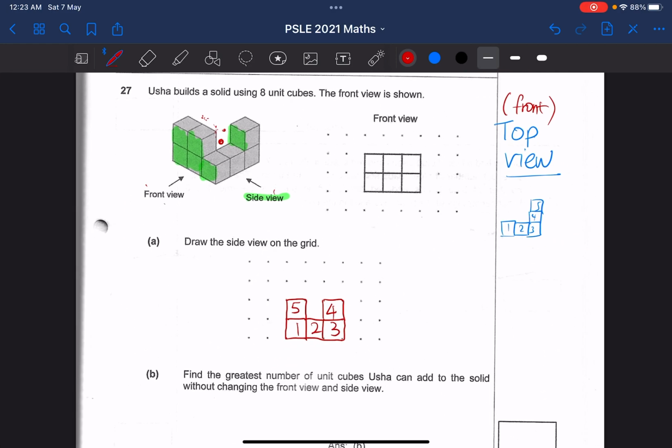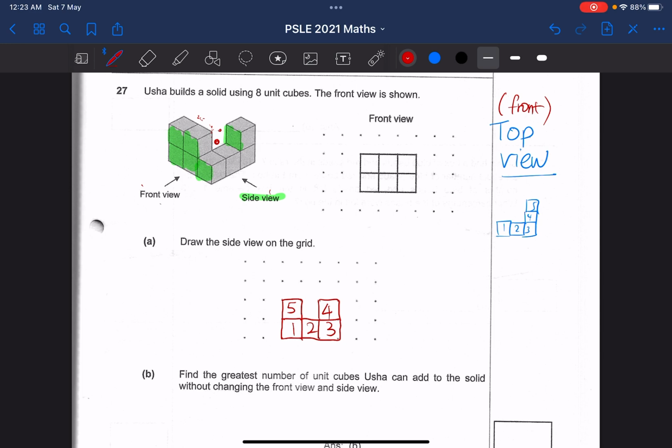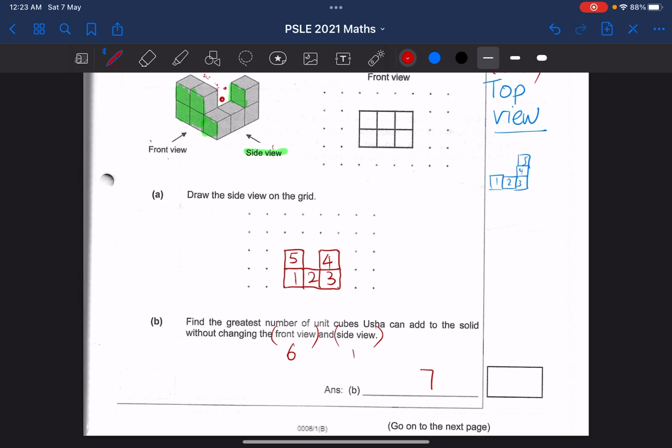So I've counted. I would like you to use your own time to count yourself. Front view, I can in fact add about 6. And side view, I can add about 1. So I actually get a total of 7. Alright, now I'm going to leave you to do this on your own because I can't really explain this on the video. Okay, but you have to imagine putting extra cubes behind such that it will not affect the front view and the side view. Okay, but the answer is 7 in this case.